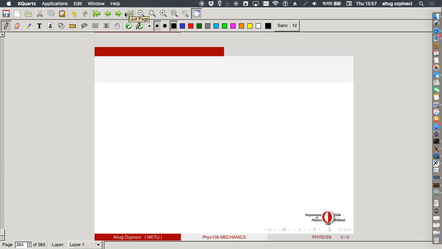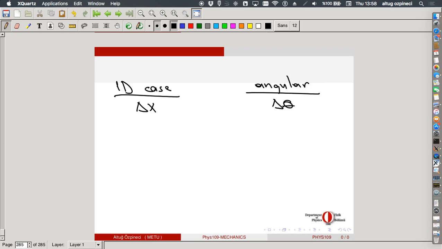Let's just make a table of comparison of the similar quantities. The one-dimensional case, and the angular case. Now in the one-dimensional case, we have the displacement. We usually denoted it by delta x. Now we have this delta theta. Now in the one-dimensional case, we had the average velocity. This was delta x over delta t. Now we have the average angular velocity, delta theta by delta t. And we have the corresponding instantaneous expressions.